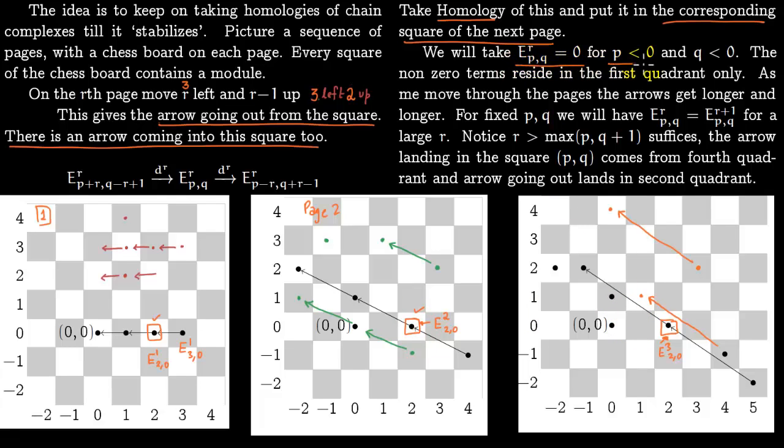So that is, for P less than 0 and Q less than 0, you put everything as 0. And therefore the only non-zero terms reside in the first quadrant. So this is 0, 0. So we have a lot of modules everywhere. Below this axis you put everything as 0. So all these modules living here are just 0 modules.